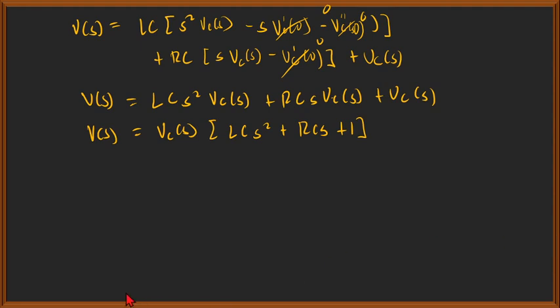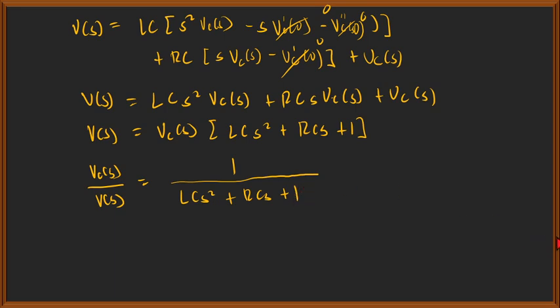Okay, so now getting our transfer function. We will have VC of s over V of s is equal to 1 over LC s squared plus RC s plus 1. So this will now be our transfer function.